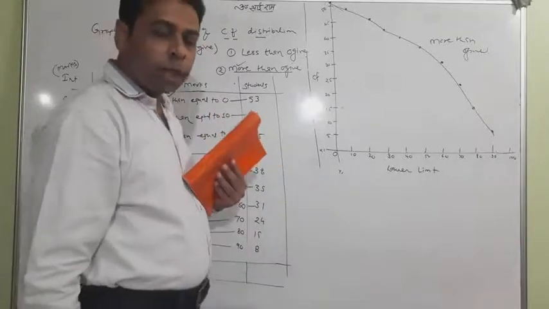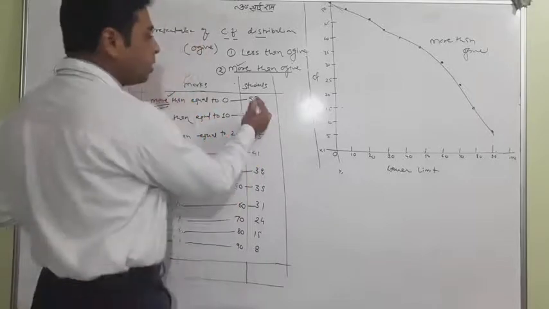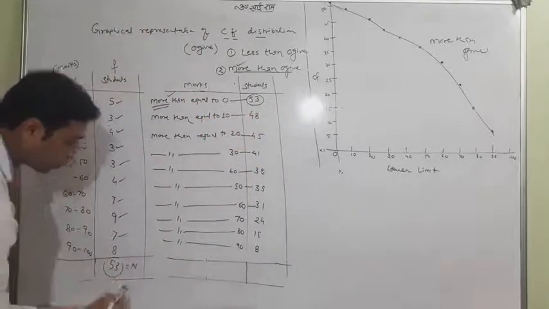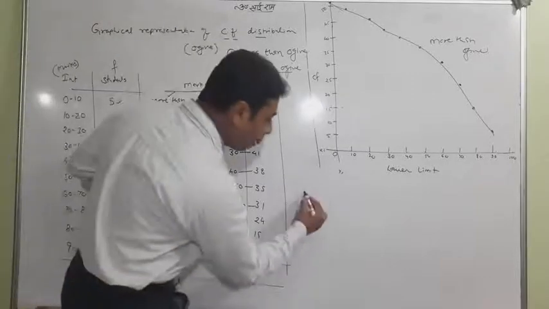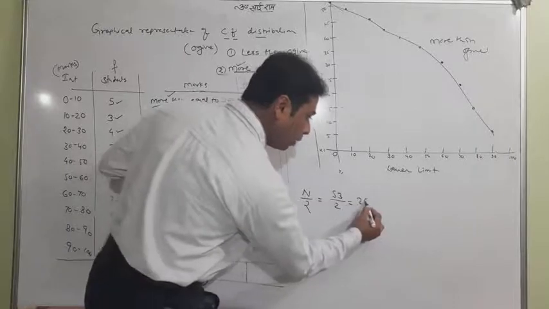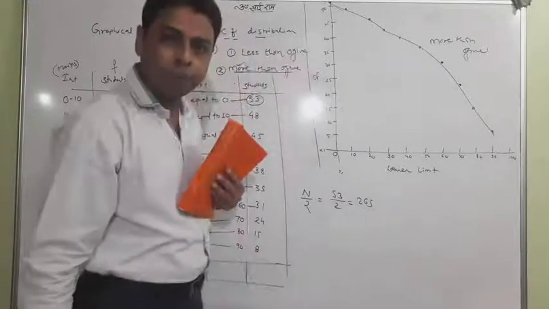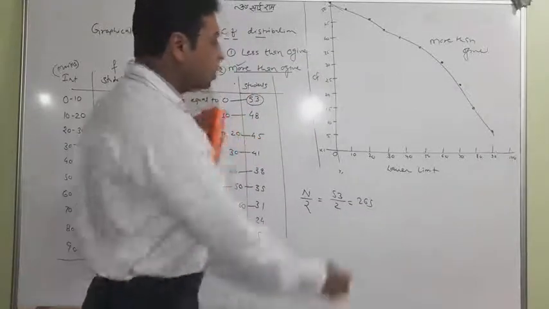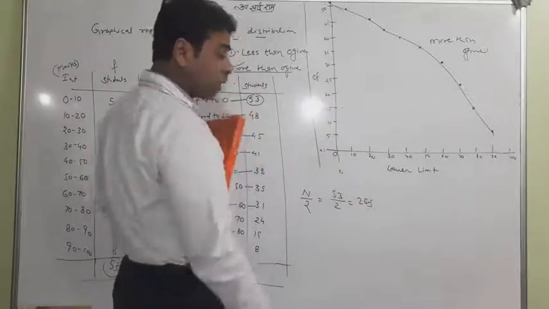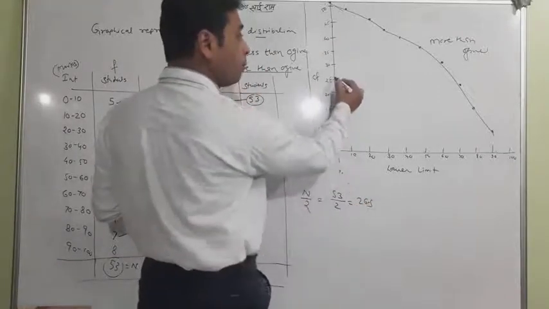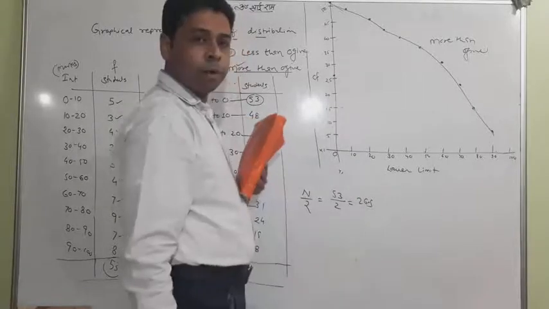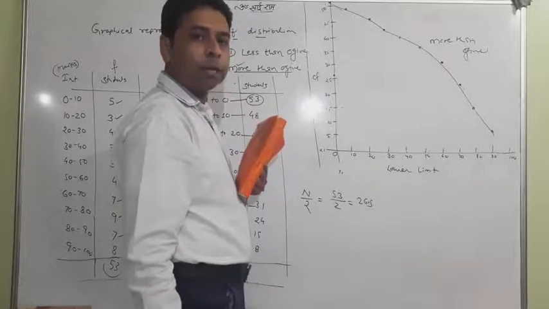And one more thing I want to share with you. This was the sum. This is called n. Try to understand. You only find n by 2. This is going to be 26.5. Search 26.5 in the CF. Where is 26.5? Between 20 and 25, 26.5 is approximately here. Approximately, I am telling you.